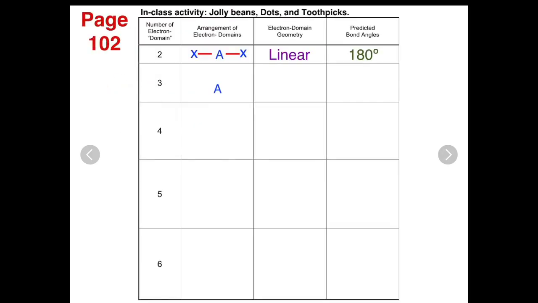Okay, so when you have three electron domains, we are going to consider the central atom. It's going to be around the central atom. Three electron domains means you are going to put three electron regions right around the central atom. If you put them as far as possible from each other, you are going to get this picture right here. And the geometry, or the shape of this electron domain, would be trigonal planar.